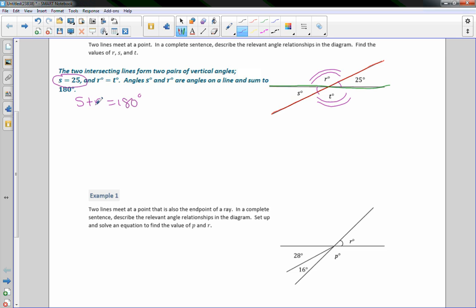But we already know S is 25, so we substitute in our given information. 25 degrees plus R equals 180 degrees. Subtract 25 degrees from both sides and we will find the value of R. 180 minus 25 is 155 degrees. So R is 155 degrees. T is 155 degrees because R equals T. And S equals 25 degrees because they're vertical angles as well. So we have 155 for R, 25 degrees for S, and 155 degrees for T.